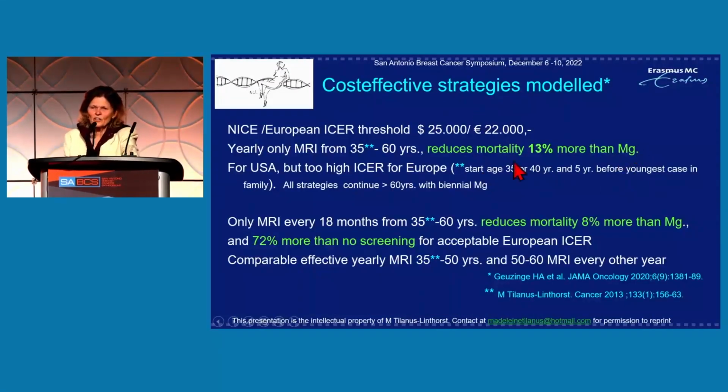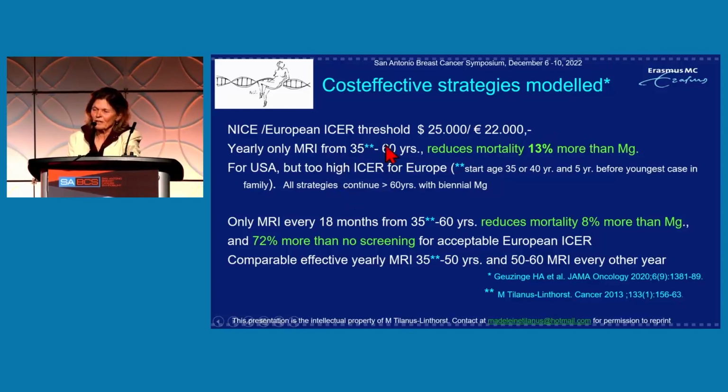To know whether a strategy is cost effective, we have to use modeling. And in Europe, we use an incremental cost effectiveness ratio threshold of $25,000 per life year gained to make it acceptable. And with modeling, they came to the conclusion that screening only with MRI for women with moderate risk yearly from age 35 to 60 years would reduce mortality 30% more than screening with mammography.